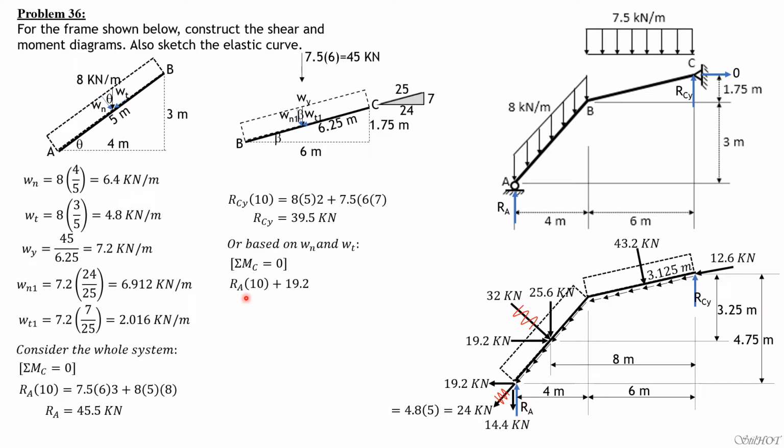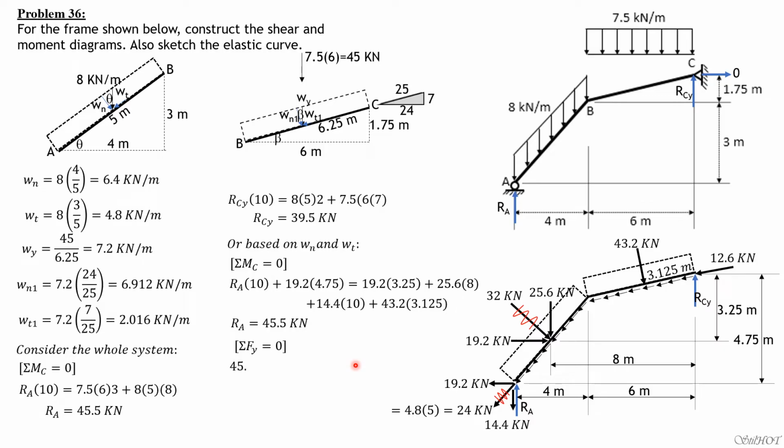Clockwise positive, so RA times 10, then plus 9, this one, 19.2 times 4.75. Then equals 19.2 times 3.25 plus 25.6 times 8, then plus 43.2 times 3.125, then plus 14.4 times 10. Then 43.2 times 3.125. I almost forgot 14.4. So solving for RA should be equal to 45.5, just like this.